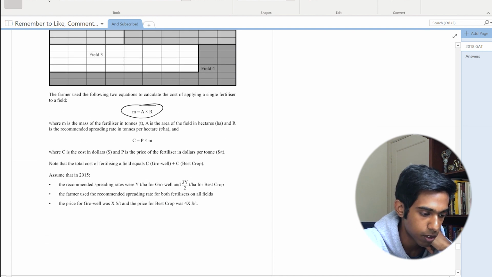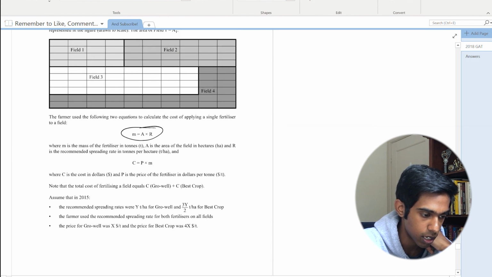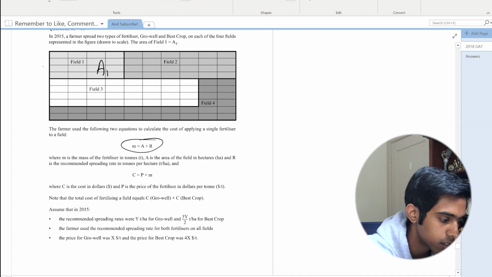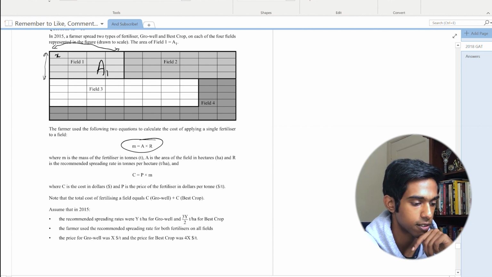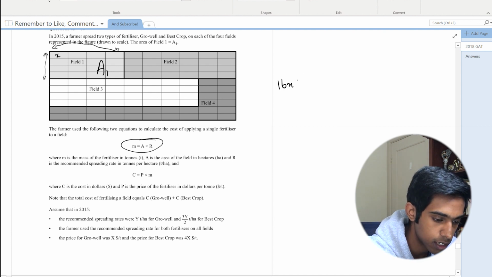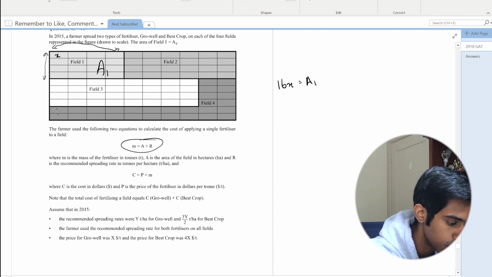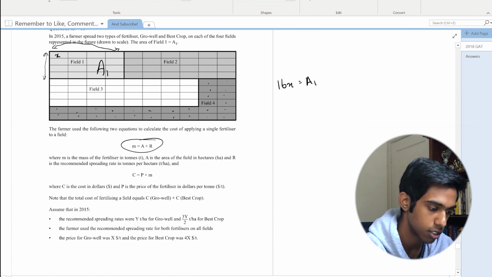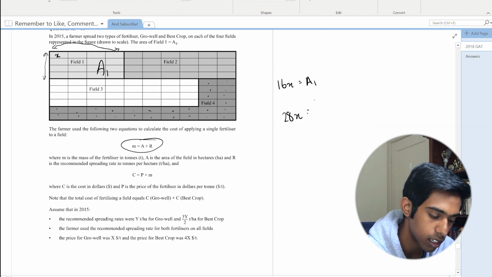So the area of field 4 equals, so if this is A1 and this is 4 by 4, we'll call each of these little ones X, right? Then 16X equals A1. And then you just have to count these. So this is 1, 2, 3, 4, 5, 6, 7, 8, 9, 10, 11, 12, 13, 14, 15, 16, 17, 18, 20, 21, 22, 23, 24, 25, 26, 27, 28. So I've got 28X here, which equals A4.